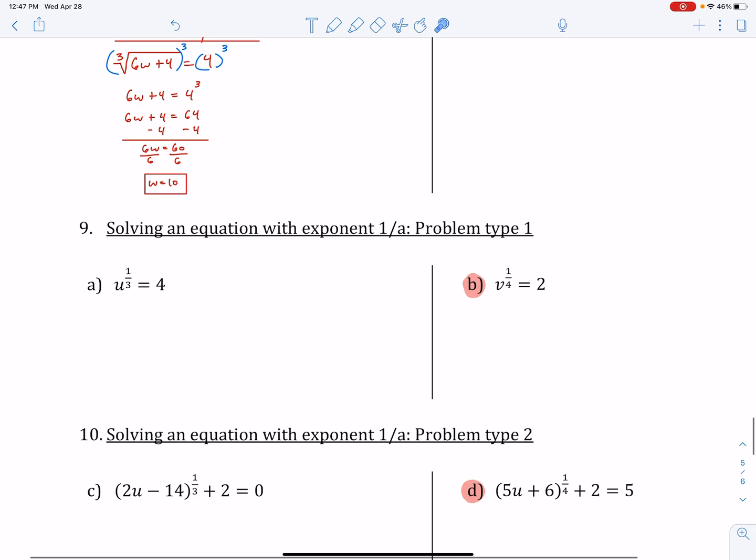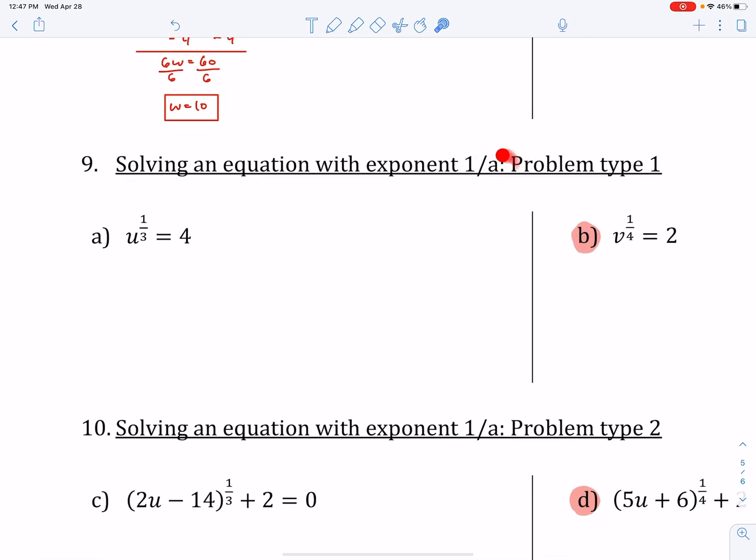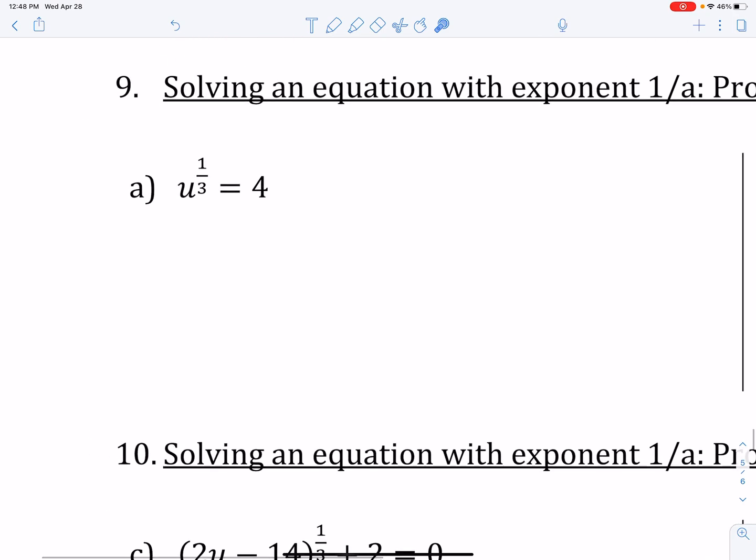Okay, solving an equation with an exponent 1 over a, problem type 1. All right, so these aren't too bad. We're just going to apply basically what we did last class. It's a little bit of 5.3, I believe, and we're going to apply it here to 5.6. If you notice, you have u to the power of 1 over 3. If you remember, that 3 right there is our index. So really what's happening here is I'm going to have the cubed root of u equals 4. That's what this is saying. We took exponent form and turned it into radical form.